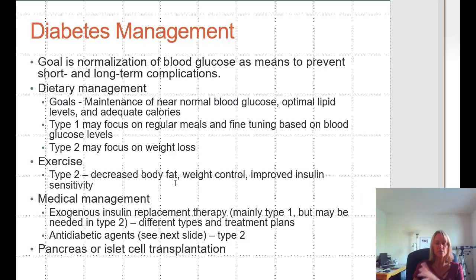And there's a variety of treatment plans associated with that. And then we can use some anti-diabetic agents for type 2. And this is on the next slide. Just glance over it, but you don't need to know that specifically. And then finally, pancreas or islet cell transplant.